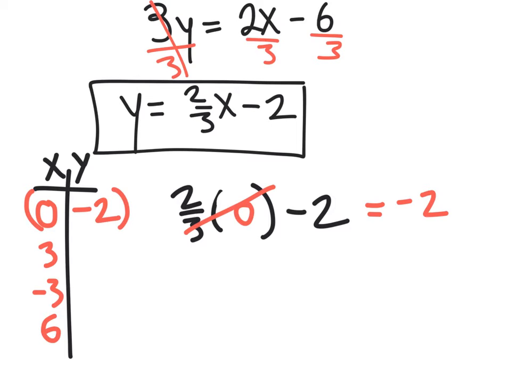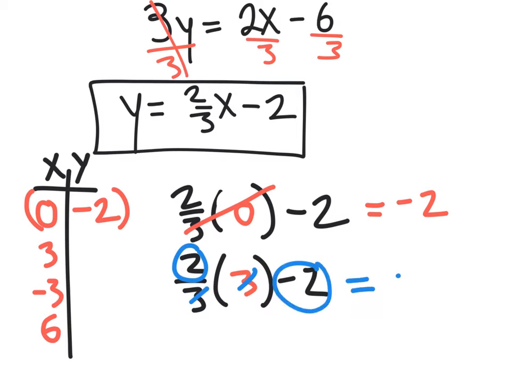Let's say you wanted to plug in 3. It's going to be the same thing, but instead of 0, you're going to plug in a 3. So there it is, 2/3 times parentheses. Now let me plug in a 3 right there. And it works out nice because the 3 and the 3 cancel out. So you really have 2 take away 2, which is 0. So when you plug in a 3, you get out a 0, and that's another coordinate right there.